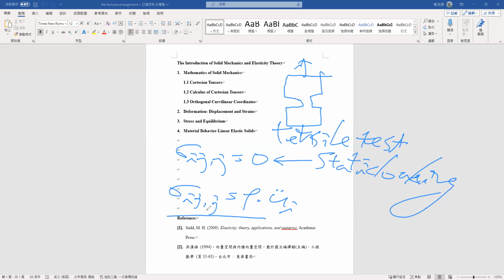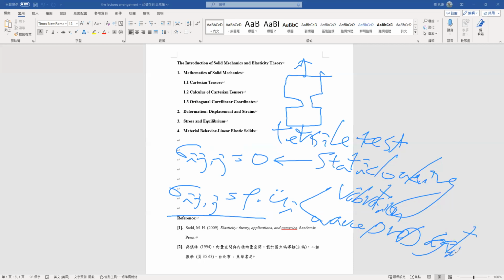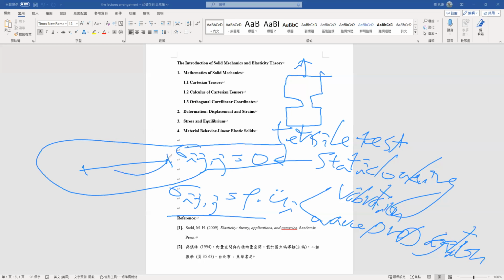And when we talk about sigma ij, comma j equals rho u_i double dot, it's a vibration and wave propagation. Like I use a guitar. We are playing guitar, and it's one of the strings of the guitar. When it's deformed, the wave energy will propagate from the beginning to the end, and then it's a wave propagation. We will use this kind of equation to describe this deflection behavior.